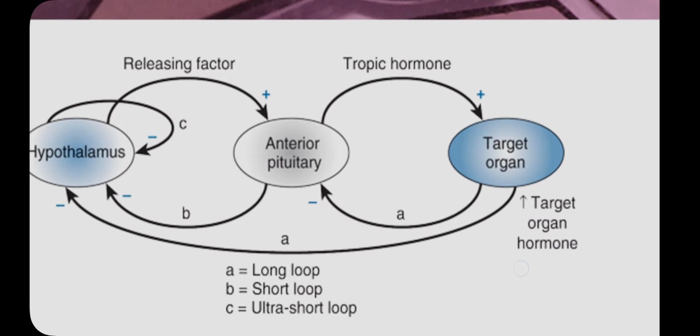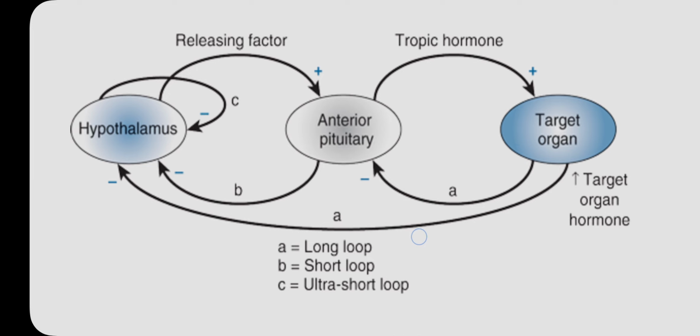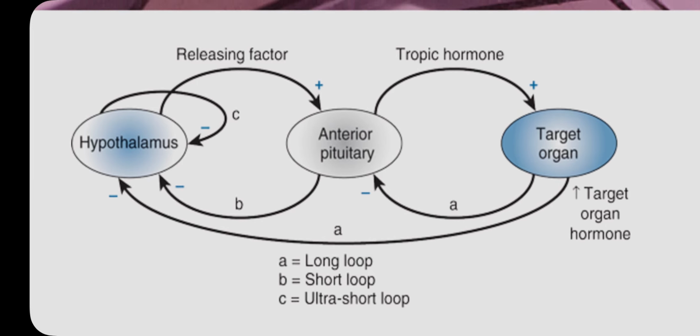You can see here how the long feedback loop, short feedback loop and the ultra short feedback loop are acting. A is denoting the long feedback loop. You can see here the hypothalamus, and the target organs are nothing but the ovaries.